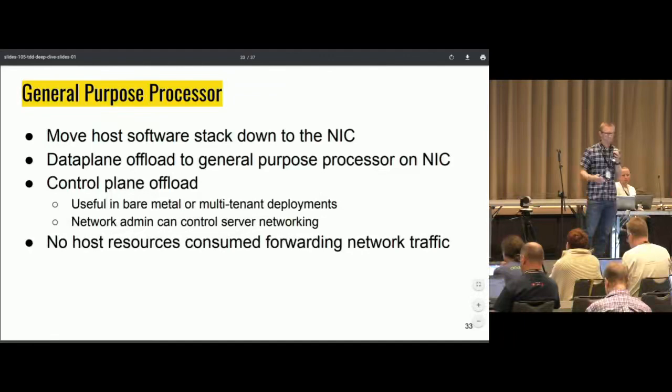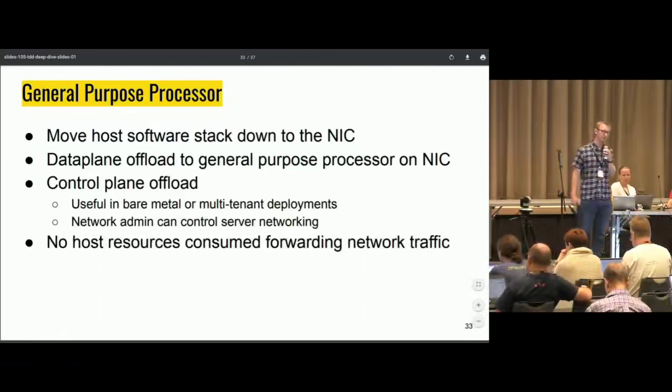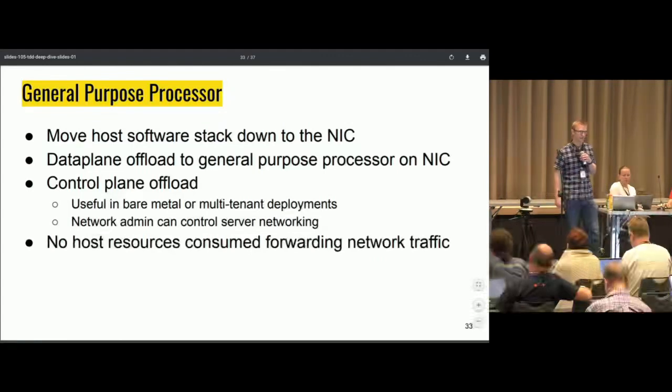But the fact is, if you have this already implemented in software on your server, you could actually move it down to your NIC and free up those server cores from doing that work. So in this case, the data plane offload is down on this general purpose processor, as I mentioned, and also the control plane. So now, what if your routing daemon was running on the NIC, or what if whatever was receiving OpenFlow messages from a controller was running completely on the NIC.